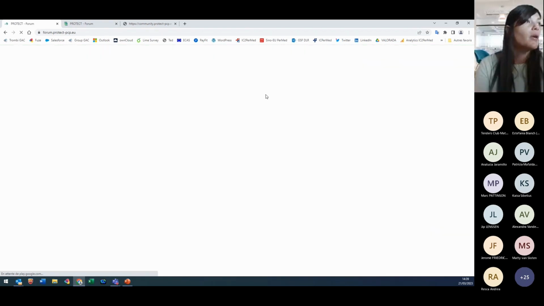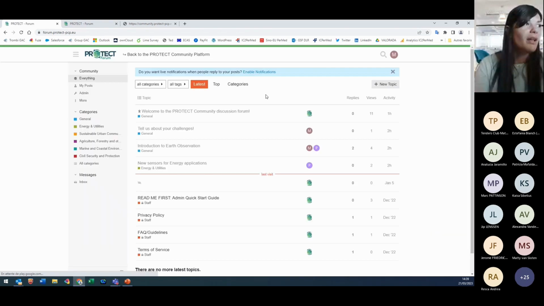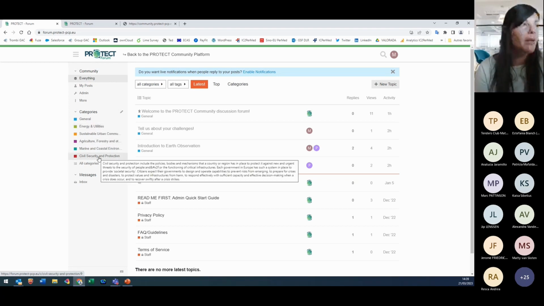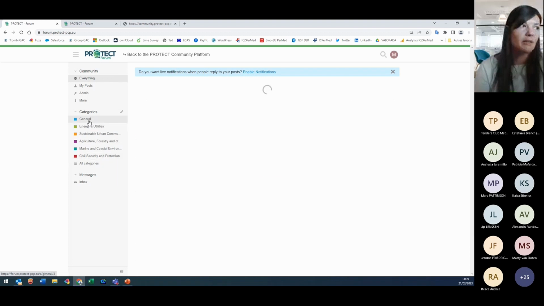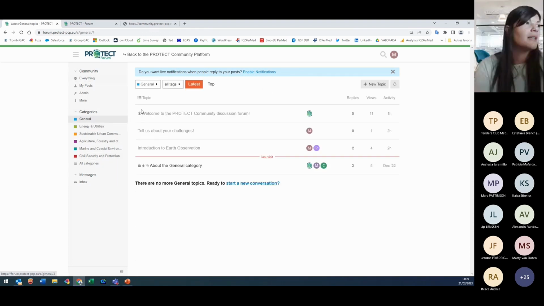So going now to the forum. The forum for now is structured under, let's say, 6 different channels. There's a general channel here in blue, and there is a specific channel for each of the 5 applications of the PROTECT domain that I've presented. So for now, what is interesting is what's in here in the general channel.